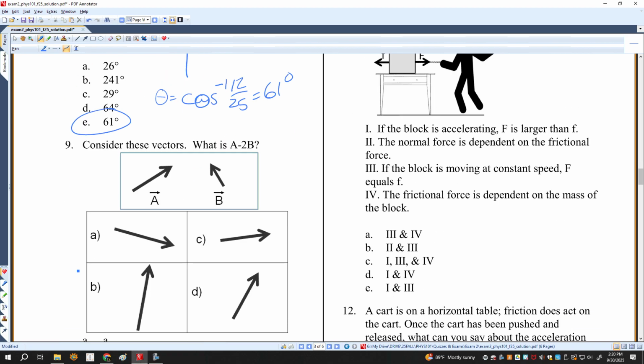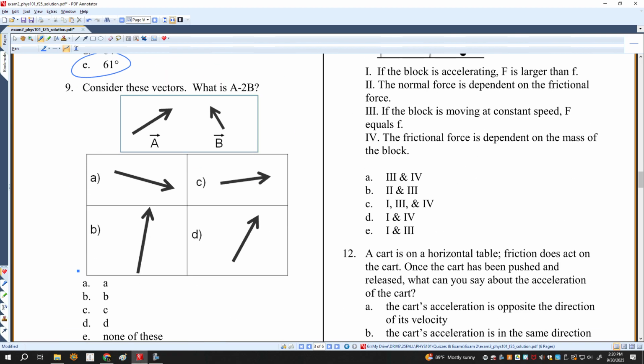Number 8, yeah. And then here I have A minus 2B. That's B, so I'm going to make it go in the opposite direction. And then the resultant is that one, which is A.